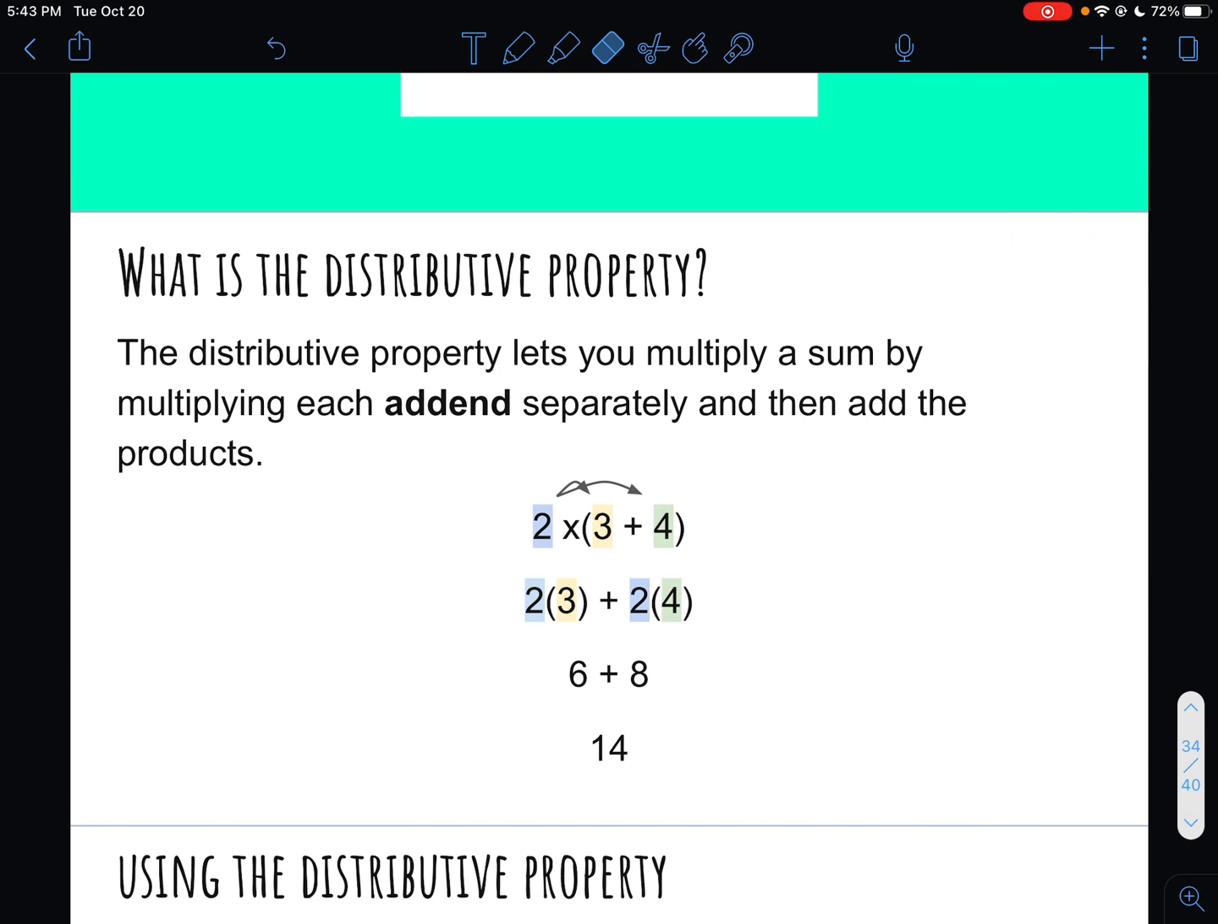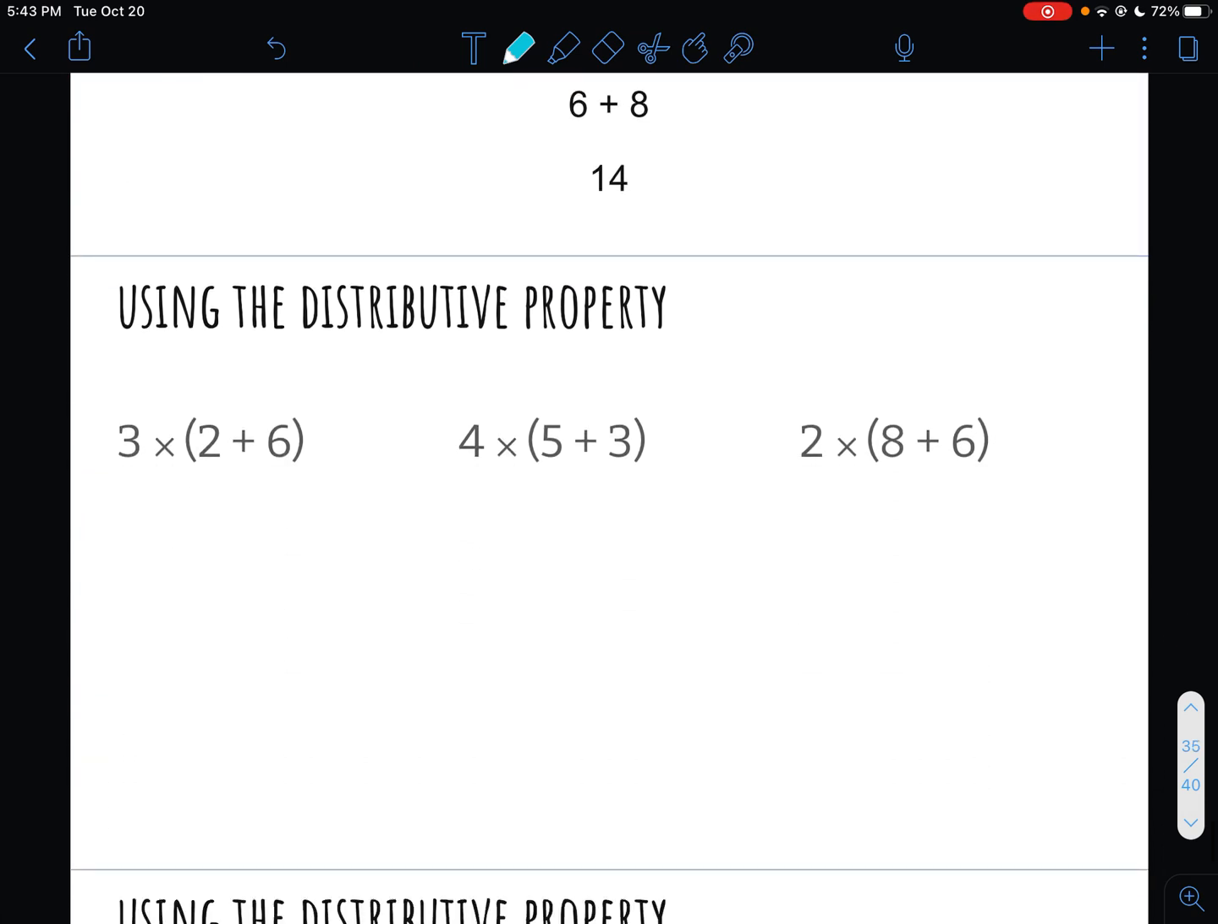So once again, distribute means to hand out. You take the number that is being multiplied on the outside and you give it to each addend inside the parentheses. We're going to do some examples together on the next slide, which should be to the right on your page.